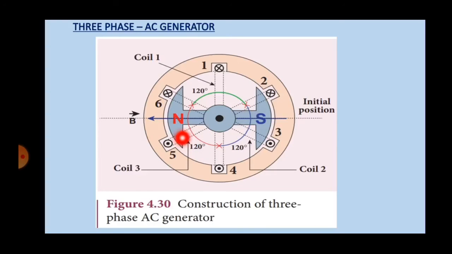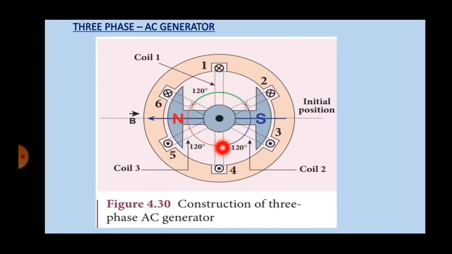So these coils are rectangular in shape and are 120° apart from one another. Say for example, between the first armature coil and the second armature coil, the angle is 120°. Are you clear? So this angle is 120°. Okay.